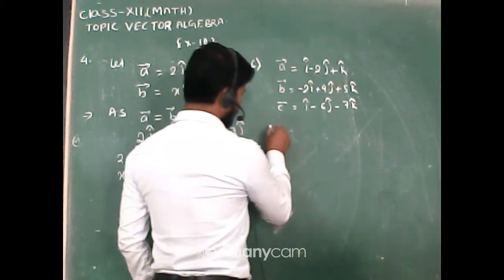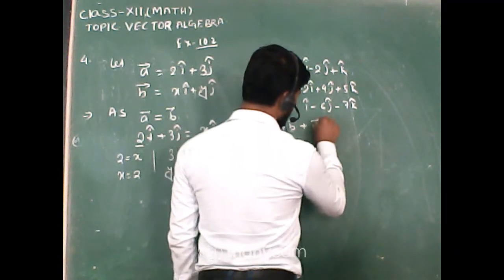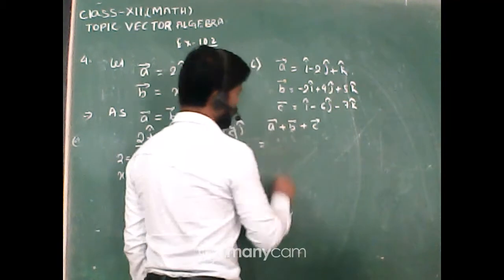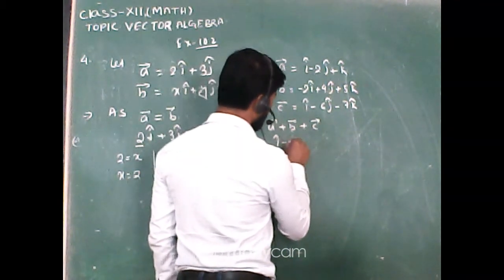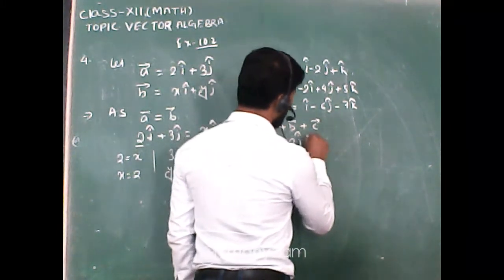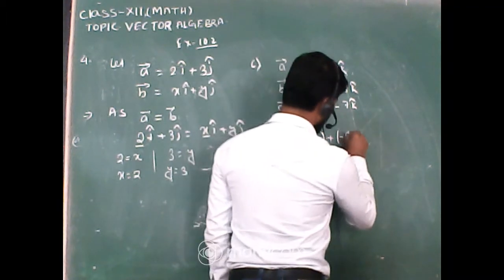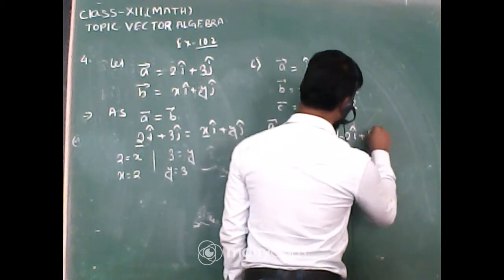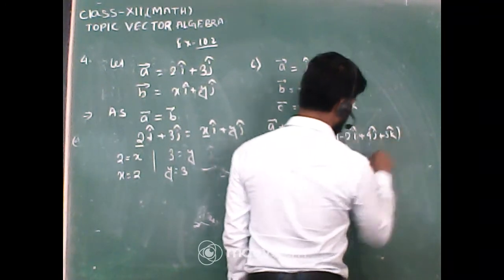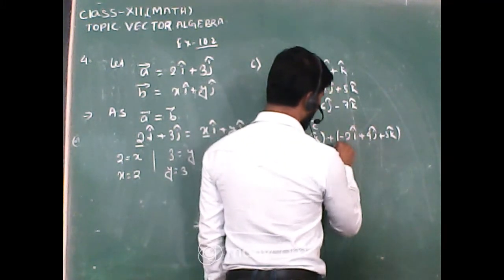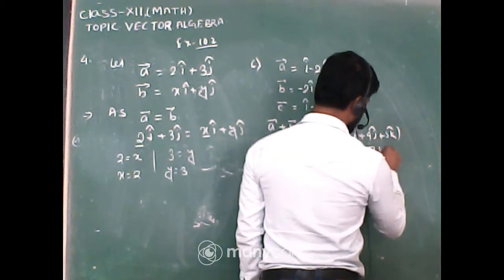So find A vector plus B vector plus C vector, that will be equal to. First write them one by one. i hat minus 2 j hat plus k hat, plus minus 2i hat plus 4j hat plus 5k hat, plus i hat minus 6j hat minus 7k hat.